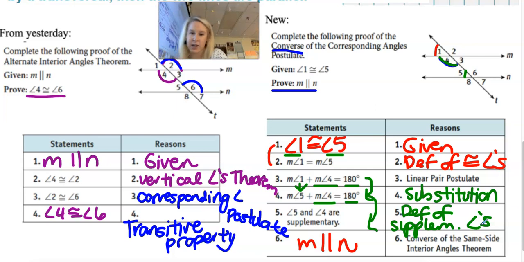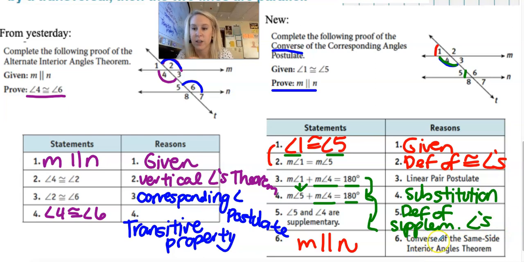But then I know that M and N are going to be parallel. And that will be the converse of the same side interior angles theorem, because 5 and 4 are same side interior angles. Converse because I proved parallel. So if you're ever proving parallel, you will probably have the word converse in your proof. So that's a little bit of what we did yesterday versus today. Again, converse is just working backwards. So given congruence or given something true, prove that they are parallel.